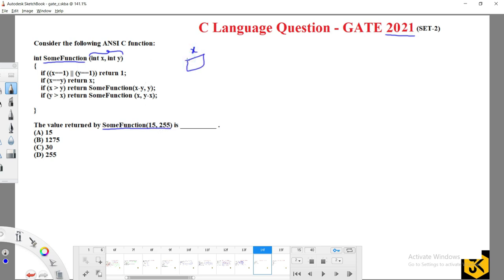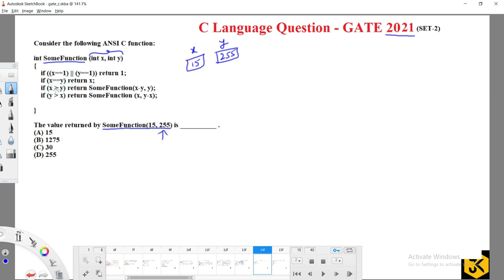Meaning that they are going to pass the x value as 15 and the y value as 255, according to what they passed from the outside function call. Okay, fine. Is x value 1? No. Or y value 1? No. Are both the same? No. Then we have to go for another case.